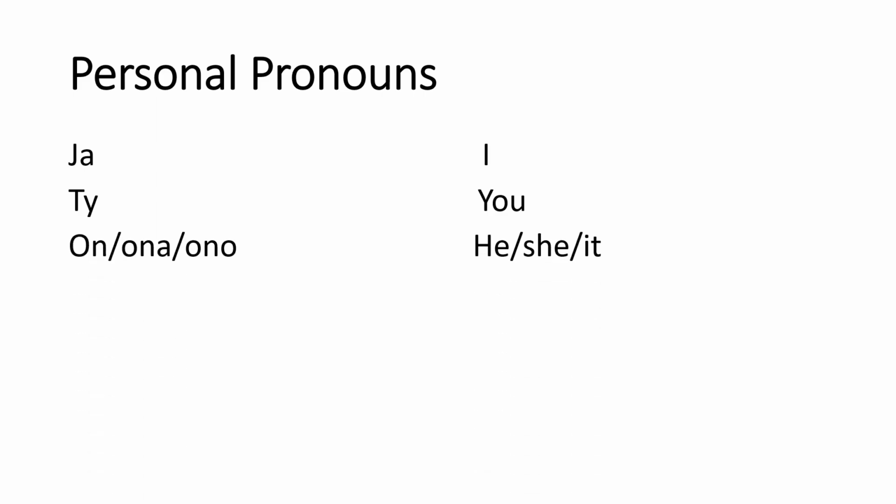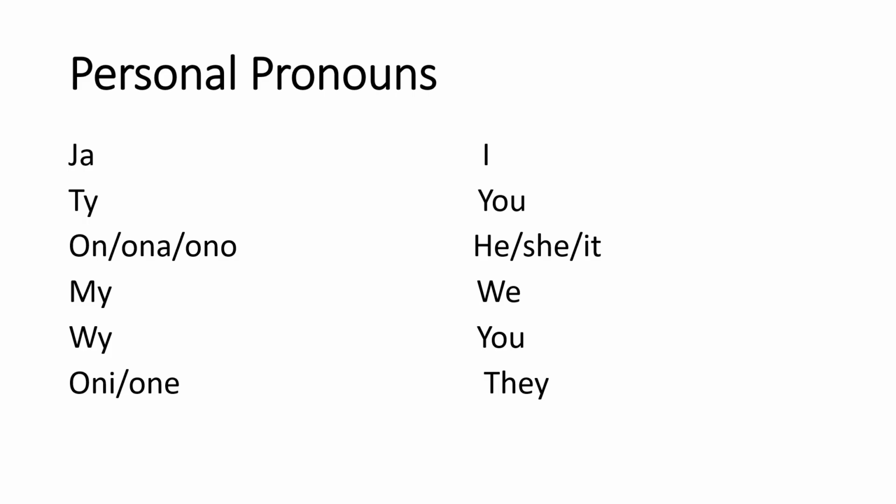Ja, I in English, ja in Polish. Ty, you. On, ona, ono. He, she, it. My, we. Wy, you. Oni, one, they. I'm gonna keep it a little bit so that you can reread this and try to memorize as much as possible.